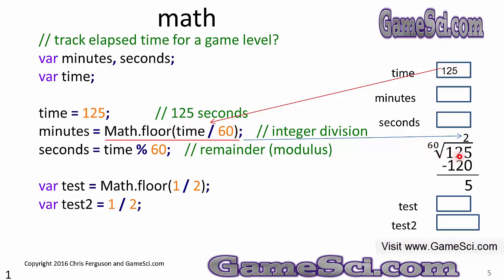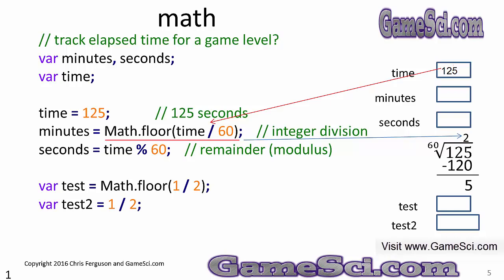See this, 60 divided into 125, right? It goes into 125 twice, but there's something left over. There's a remainder. Now, normally what I would get in the minutes variable is a decimal point. I'd get a 2-point-something value in it. Now, I don't want a decimal point. I want to show them whole minutes. So I'm going to use the Math.floor command, which basically says round the number. If it's 2 point some value, round it down to 2 in this case.